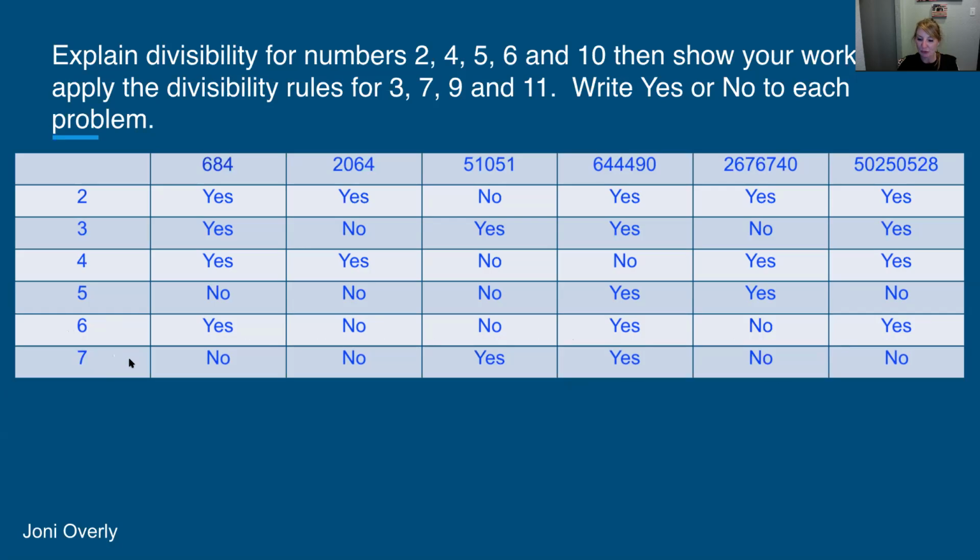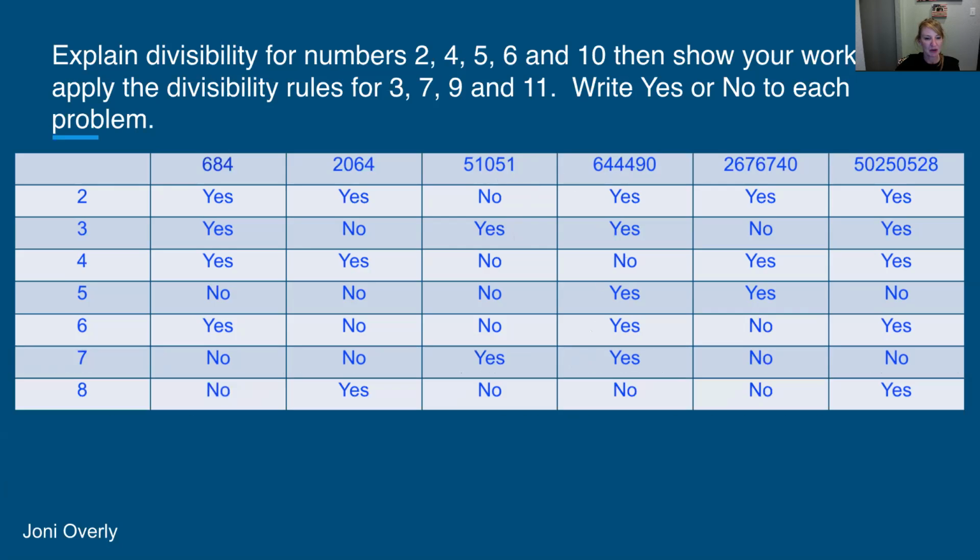So number 7 is a little tricky. A number is divisible by 7 if you can take the last digit of the number, double it, and subtract the doubled number from the remainder number. If the result is evenly divisible by 7, then it's divisible by 7. So that was a little more complicated. So in this example, the only ones that can do that are the middle numbers, the 51,051 and 644,490. These are our only two that are divisible by 7.